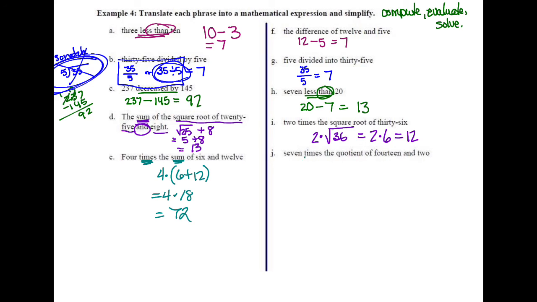And J, 7 times the quotient of 14 and 2. So I want 7 times this whole number. And that whole number is a quotient, so divide bar, 14 and 2. Or you could have written it as 7 times 14 divided by 2. Either way, the 14 divided by 2 needs to be in parentheses, so you do it first before you times it by 7. So this would be 7 times 7, which is 49. Same thing over here.